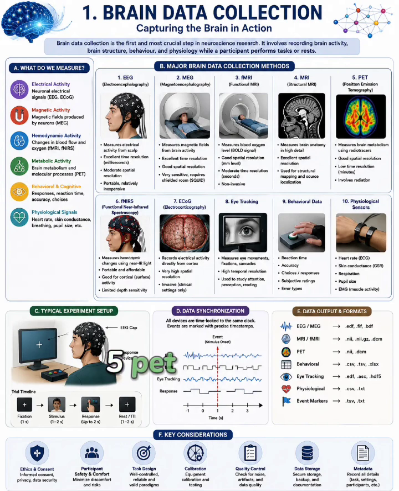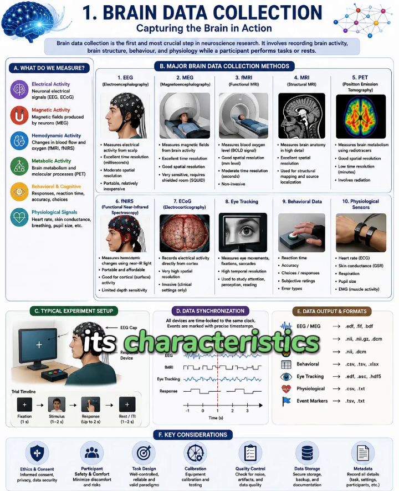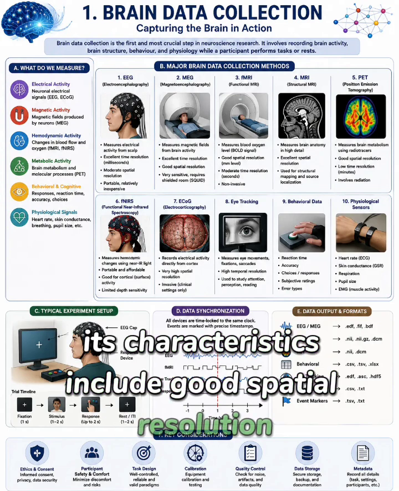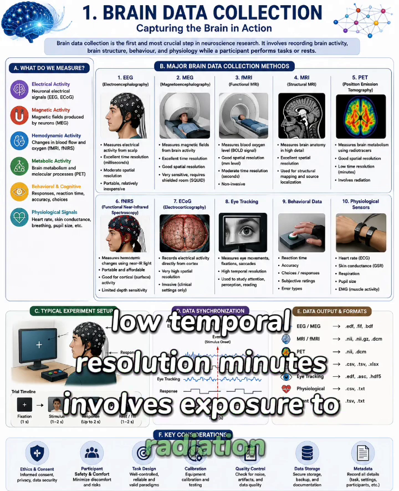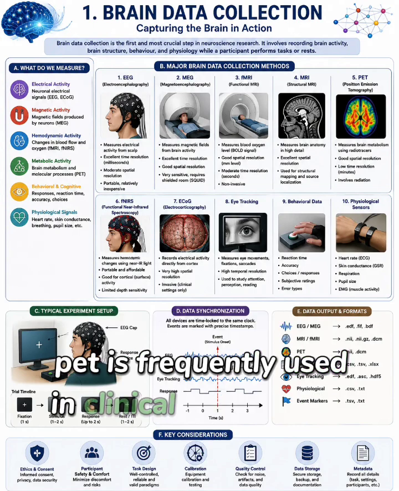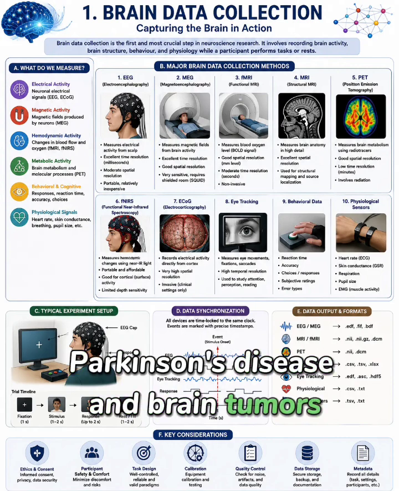5. PET, positron emission tomography. PET measures brain metabolism using radioactive tracers. Its characteristics include good spatial resolution, low temporal resolution, minutes, involves exposure to radiation. PET is frequently used in clinical neuroscience to study Alzheimer's disease, Parkinson's disease, and brain tumors.